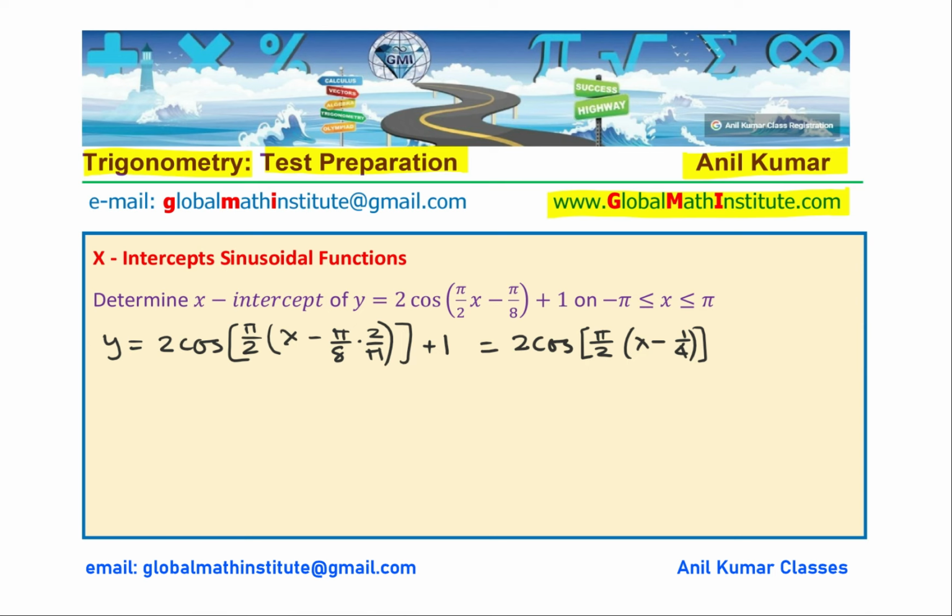Okay. And we are given a domain which is between −π and +π, correct? And that is for x, not for your theta. This is a different value, right? Remember that also. So that is our equation. Perfect.